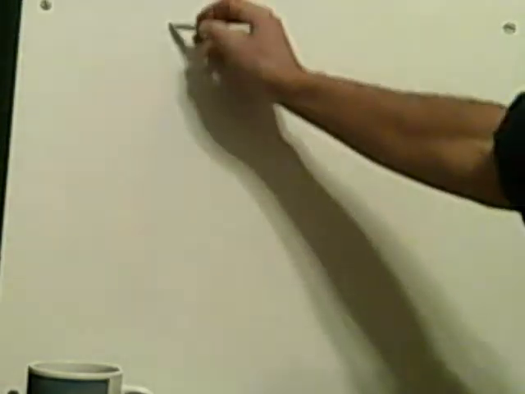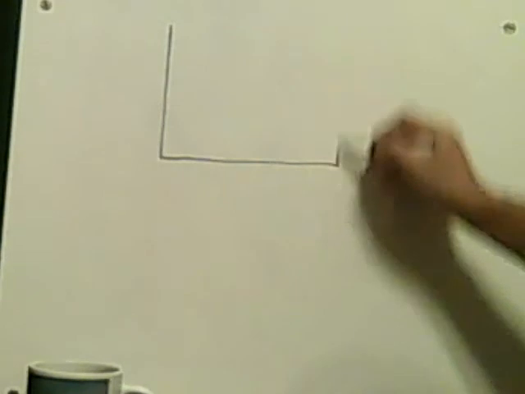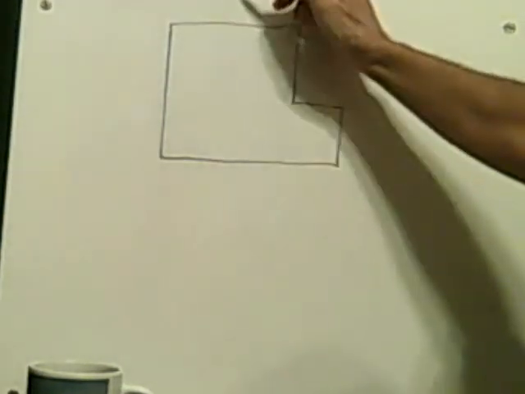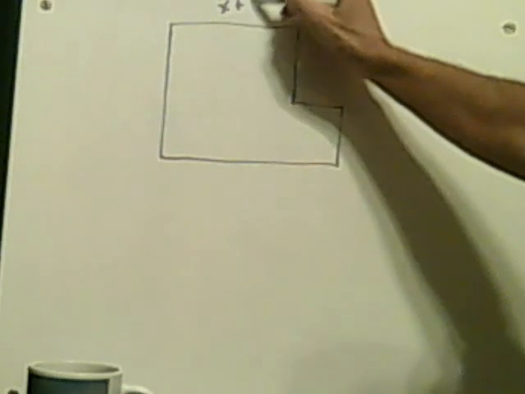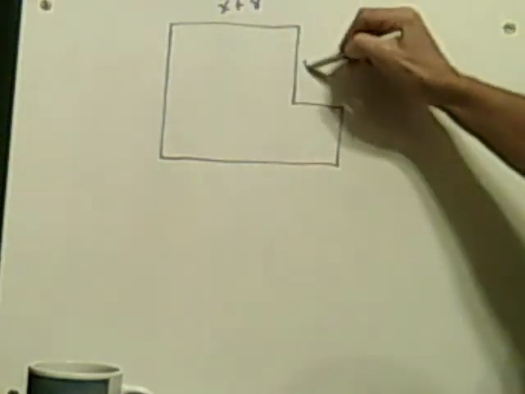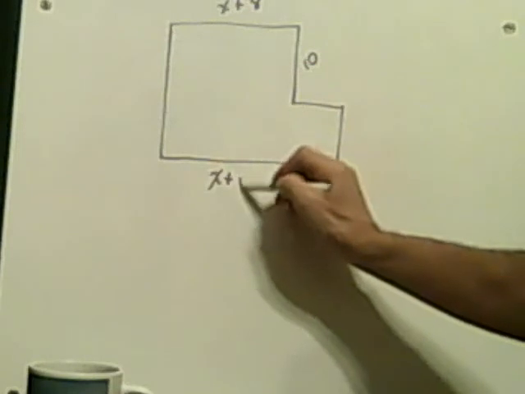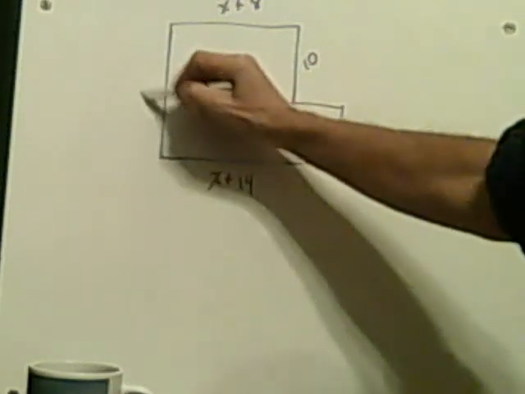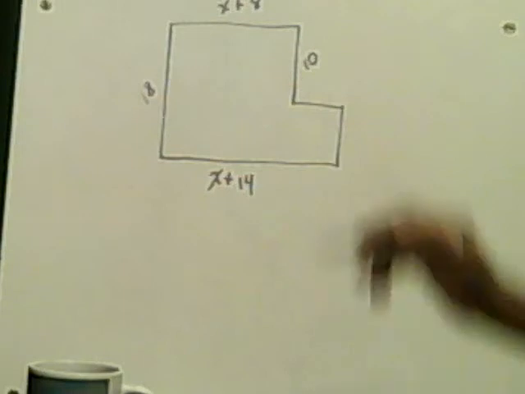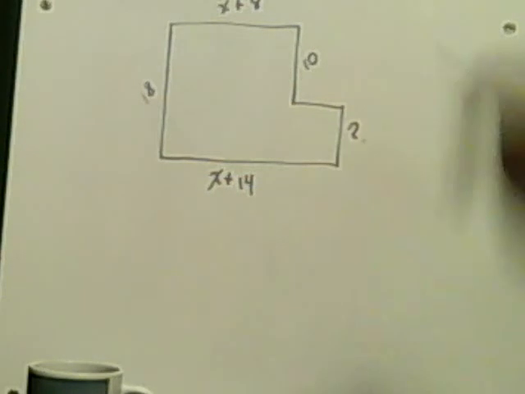That's number 8. Now look, number 10. 10 says, write the perimeter of the floor plan shown as an algebraic expression. So here's the floor plan for some type of room or a floor on a house. And they say this is going to be x plus 8. This is going to be 10. This is going to be x plus 14. And this side is going to be 18. And this side is unknown.